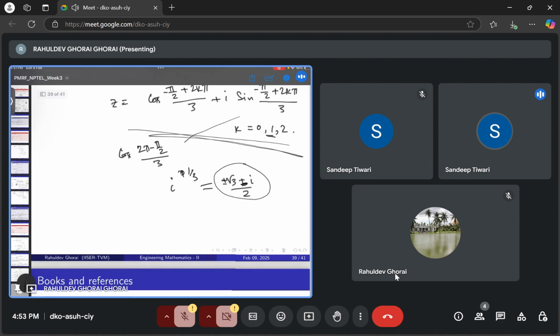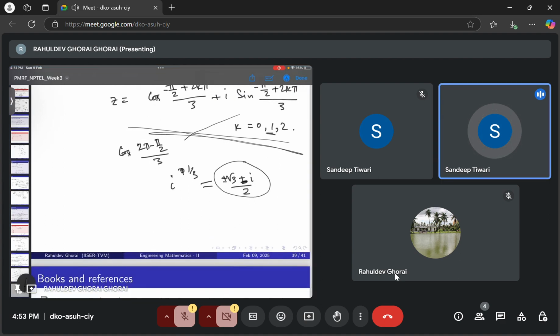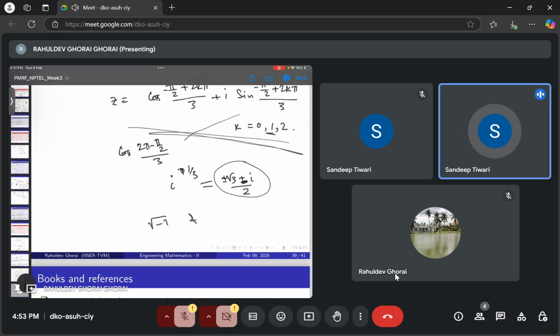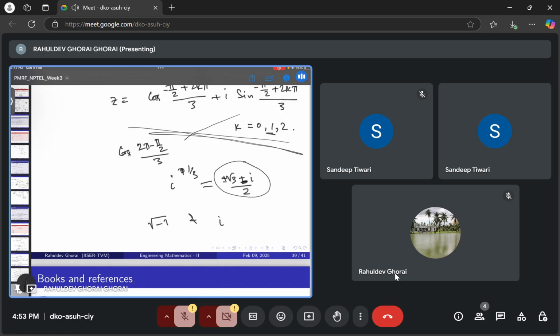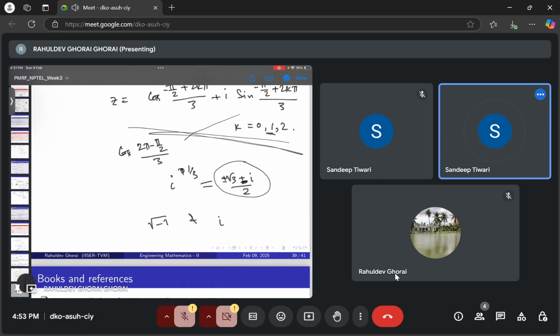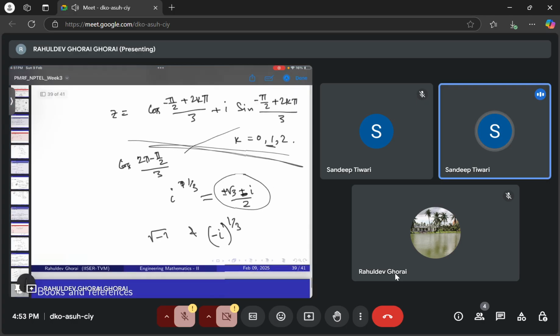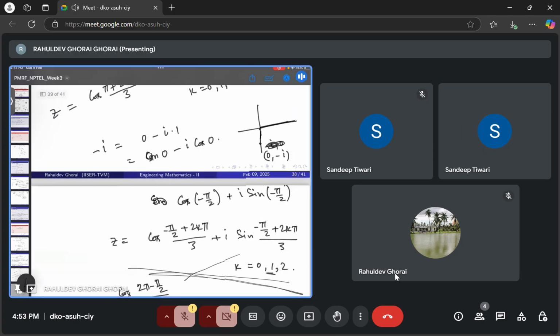Sorry, sir, the roots of minus 1 and minus i are not directly related to each other. The third root of minus 1, and the third root of minus i. So minus i to the power 1 by 3 mainly you are telling, right? Yes, sir. That I have to see.